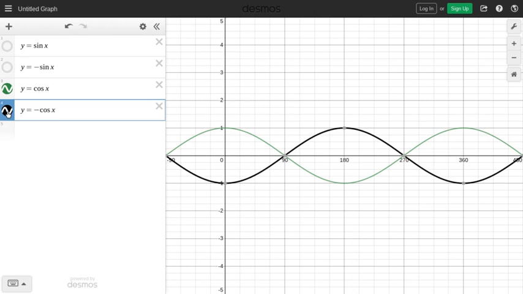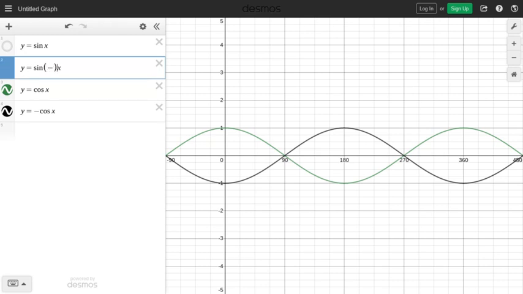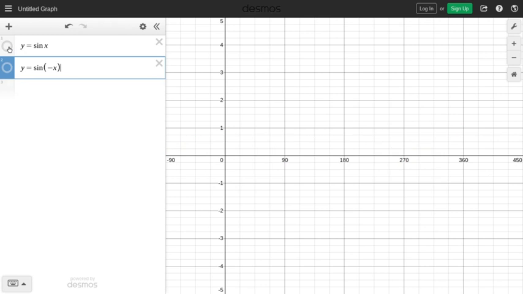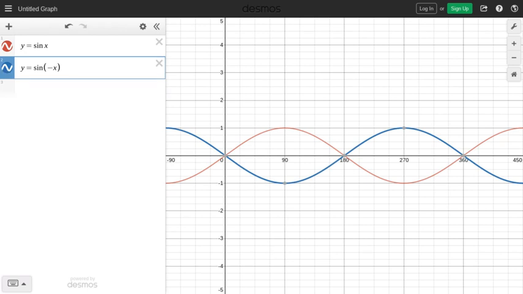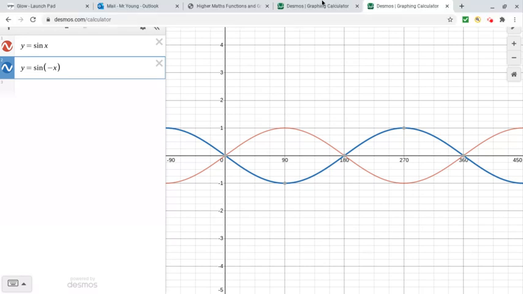So cos x, negative cos x. And there we go. And what I have not done, let's have a look at sine of negative x. So there's sine x. So sine of negative x should reflect the whole graph in the y-axis, as it would do any graph. And there it is. It does reflect it in the y-axis. Okay, so that is reflection.